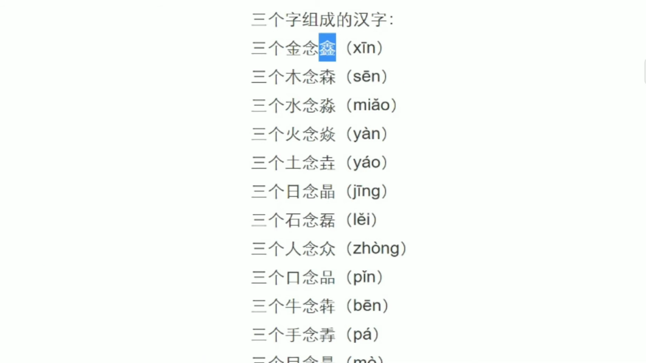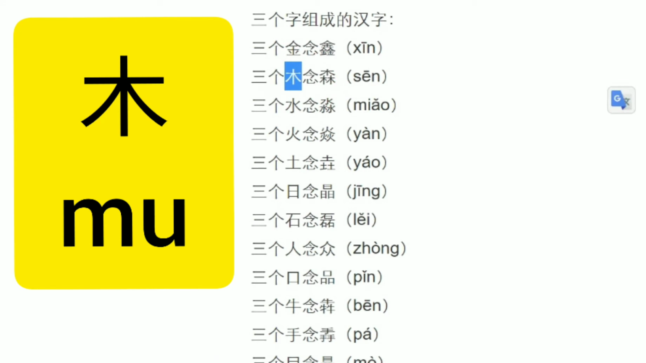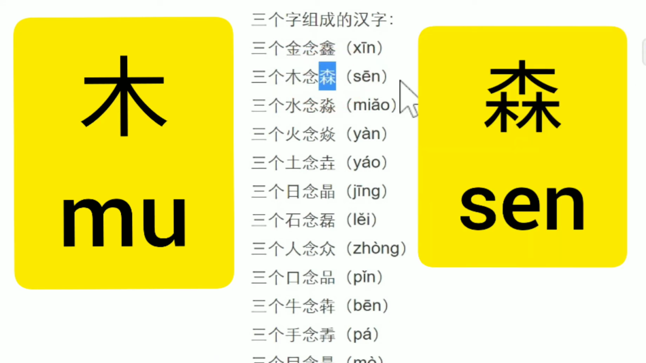And then let's look at the second one. Second one is very common. You see that a lot. So the first one is Mu, and when you write down 3 of them, it's a different character, Sen, which means a forest.